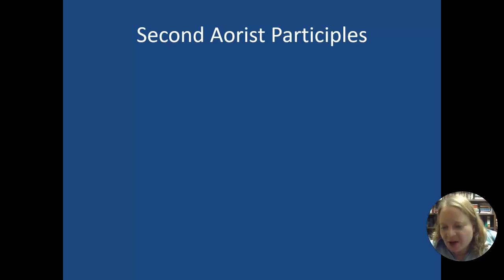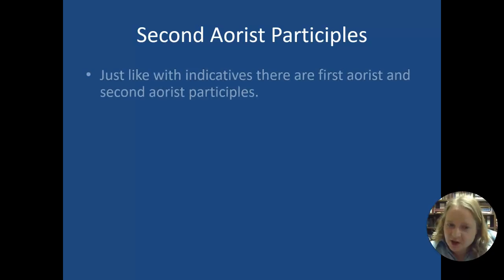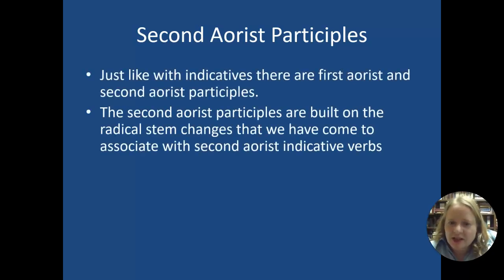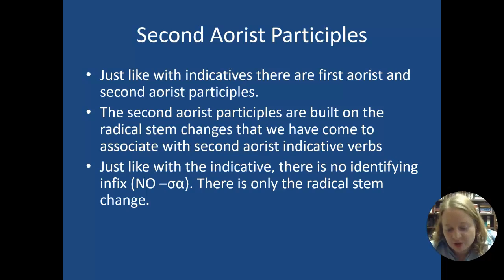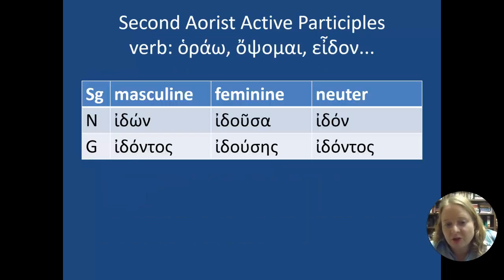Just like all other aorists, not only are there first aorists, which are regular, but there are second aorists that are unusual. And so the second aorists are built on those radical stem changes that we learned in chapter 14. Chapter 14 is incredibly important. Star it, put a tab there if you need to go back and look at some of those words there. There's no sigma, there's only a radical stem change, and so you just have to know these ones.